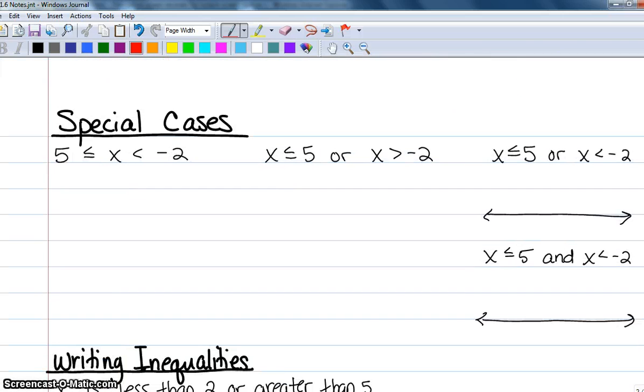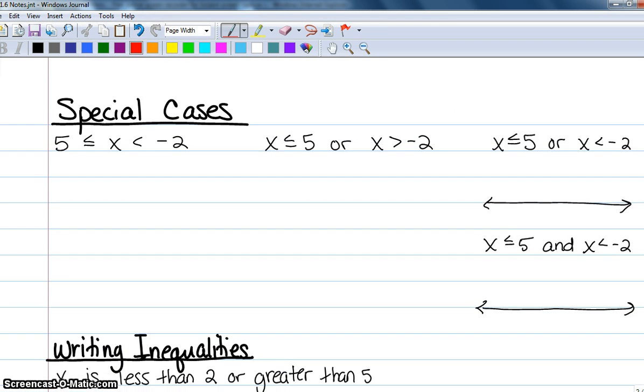Now we want to talk about special cases. If I were to take this and break it apart, I would have 5 is less than or equal to x, and x is less than negative 2.